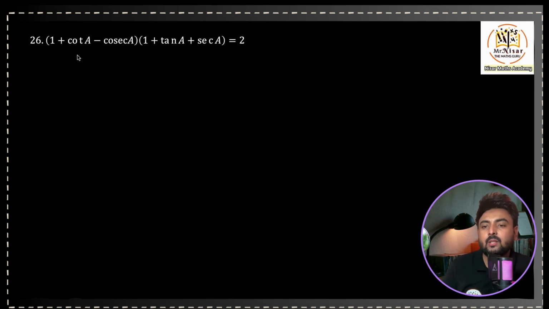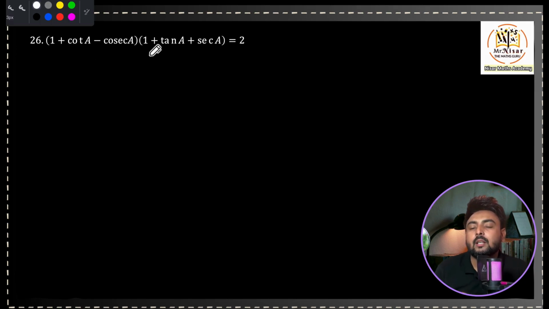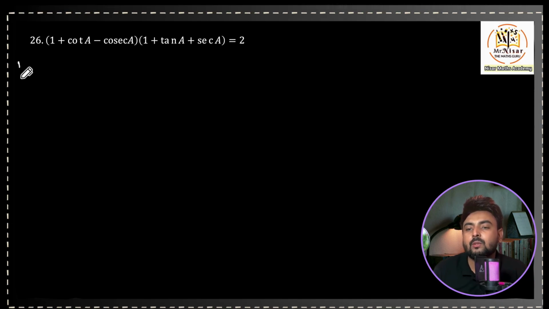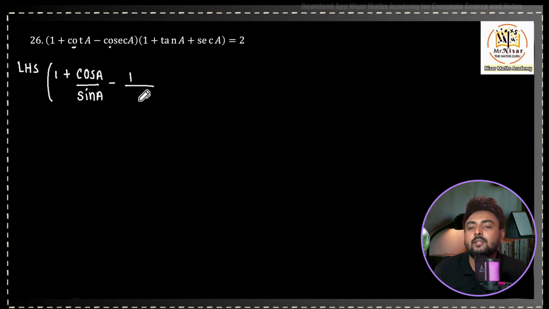The next question we have 1 plus cot A minus cosec A into 1 plus tan A plus sec A is equal to 2. This we have to prove. Okay, so first we will write LHS. How will start the question, children? Again, we will start it by converting it into sine and cos. Okay, the best thing is what we can convert this everything in sine and cos. So cot is nothing but it is cos A, cos by sine. Cosec is nothing but it is reciprocal of sine, so 1 by sine A.